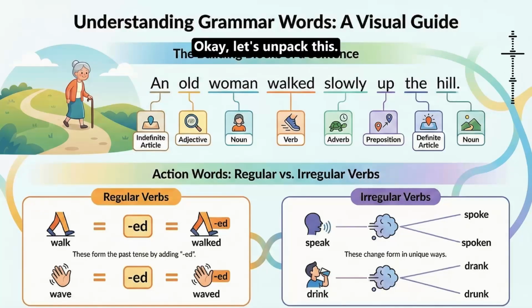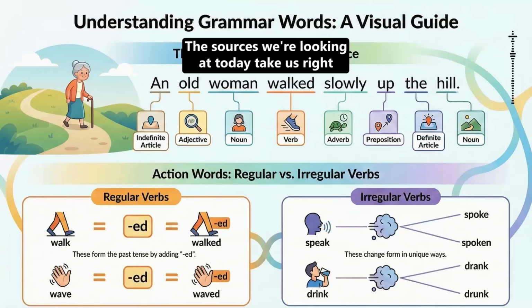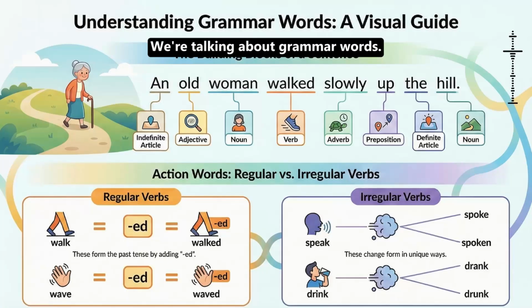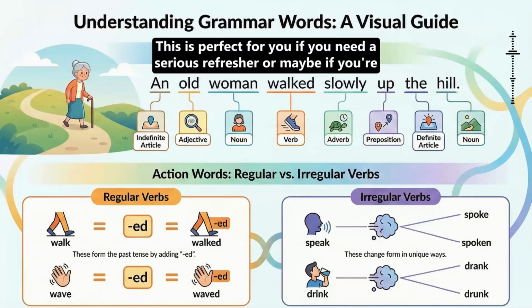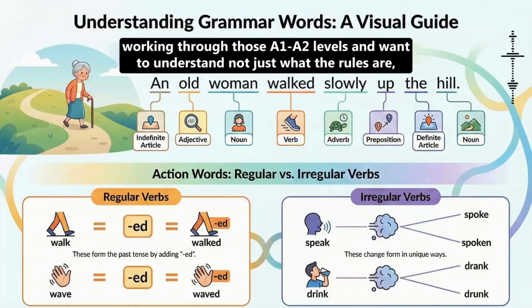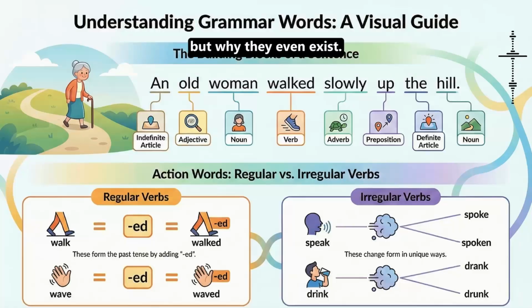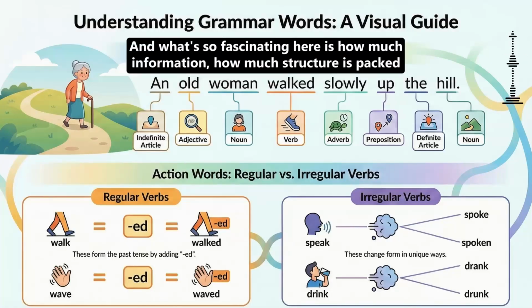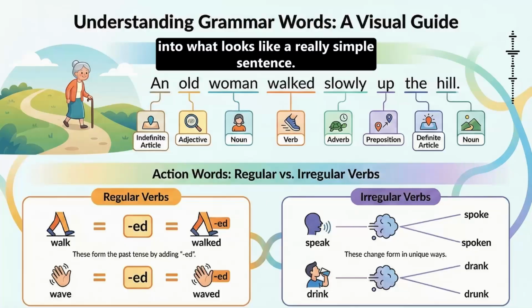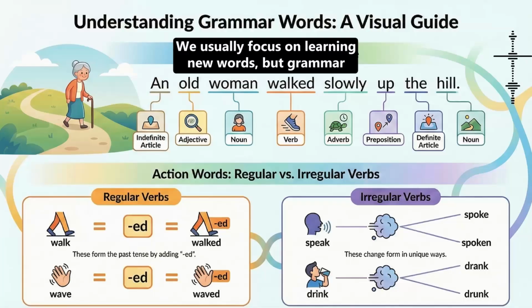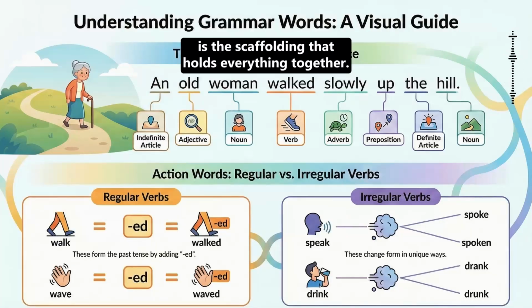Okay, let's unpack this. The sources we're looking at today take us right back to the very blueprint of the English language. We're talking about grammar words. Right. This is perfect for you if you need a serious refresher, or maybe if you're working through those A1, A2 levels and want to understand not just what the rules are, but why they even exist. And what's so fascinating here is how much information, how much structure is packed into what looks like a really simple sentence. We usually focus on learning new words, but grammar is the scaffolding that holds everything together.